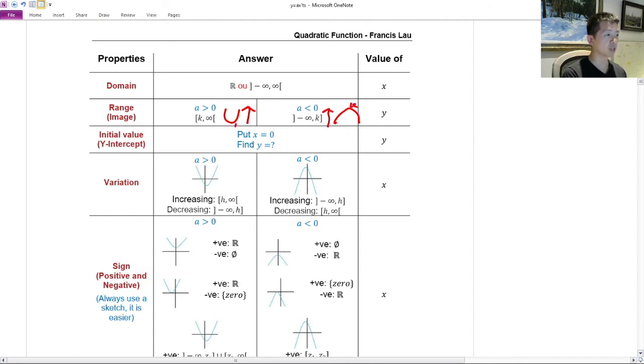K is right at the vertex, right? And we use the value of K, which is the Y value. Now, the Y-intercept is basically put X equals 0 and figure out what is the Y value. Okay, so plug in X equals 0 and find Y. And the answer is basically the Y value.